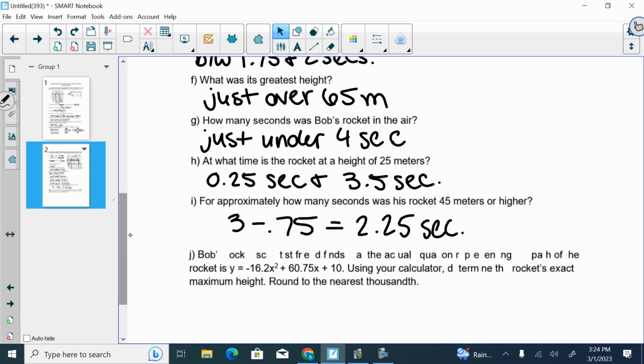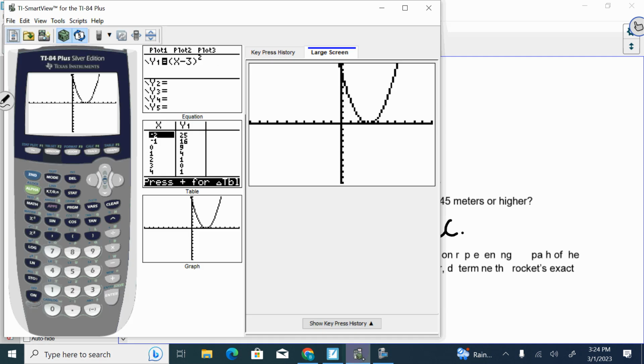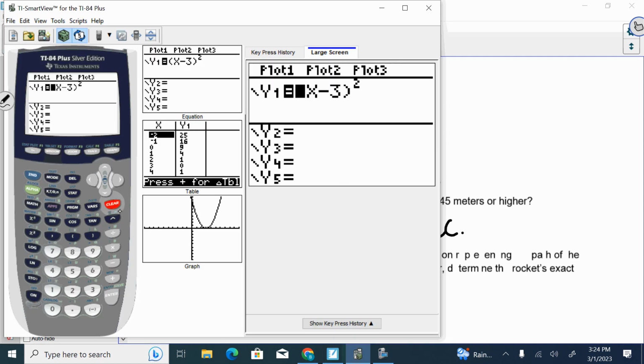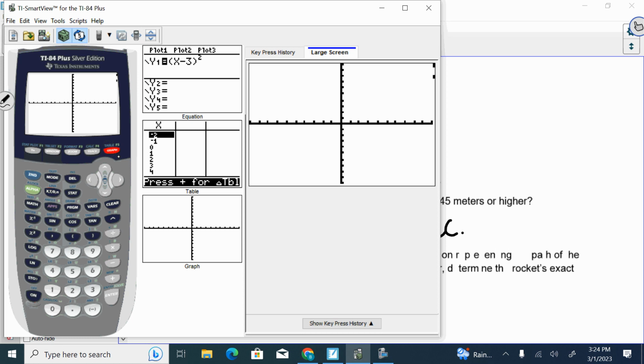So remember yesterday we said the first thing we do is put the equation where? In y equals. Okay, so that's where we're going to start. I'm going to go to y equals and type in that equation that they just told us on the paper. So it's negative 16.2x squared plus 60.75x plus 10. Then we hit graph.